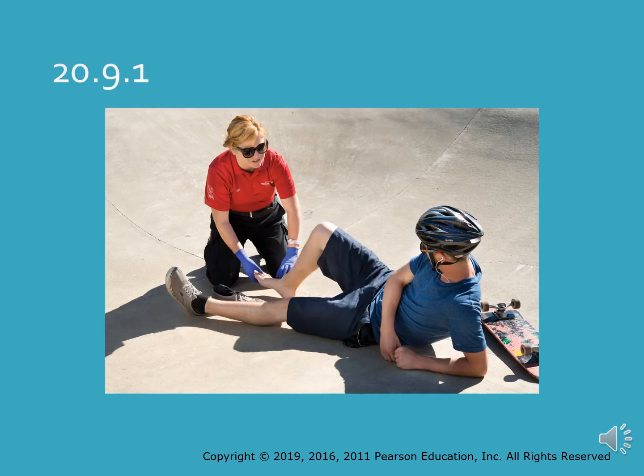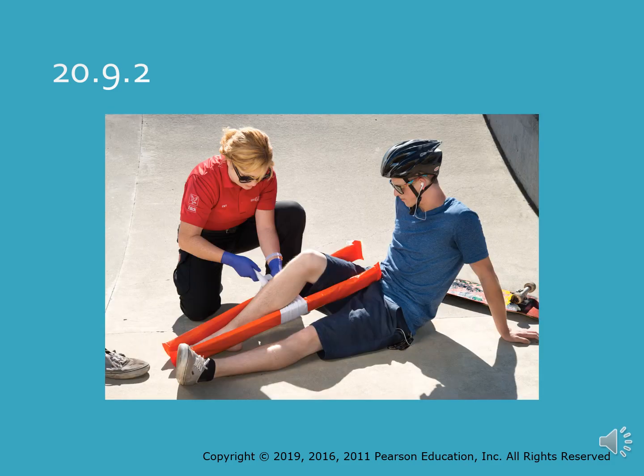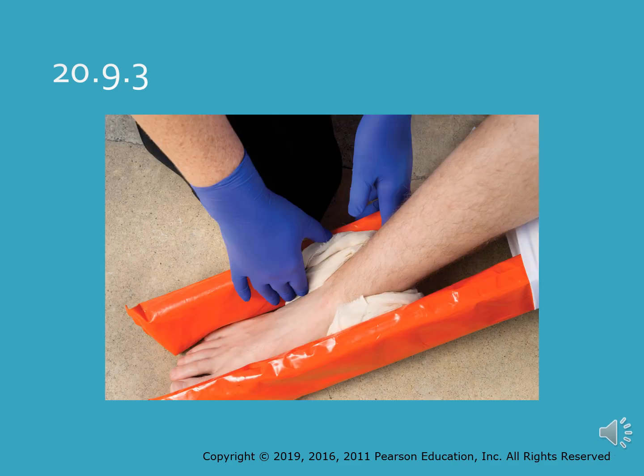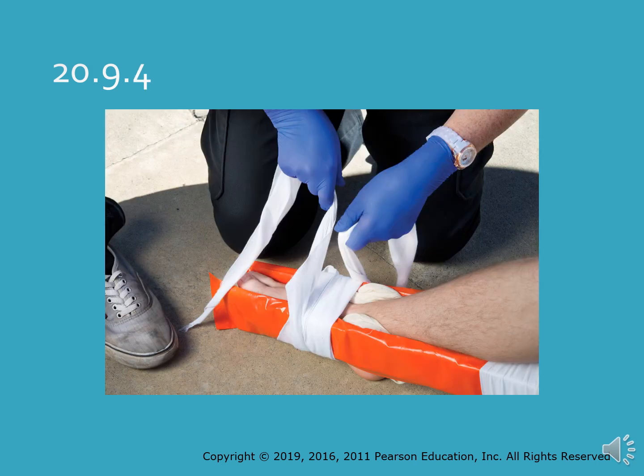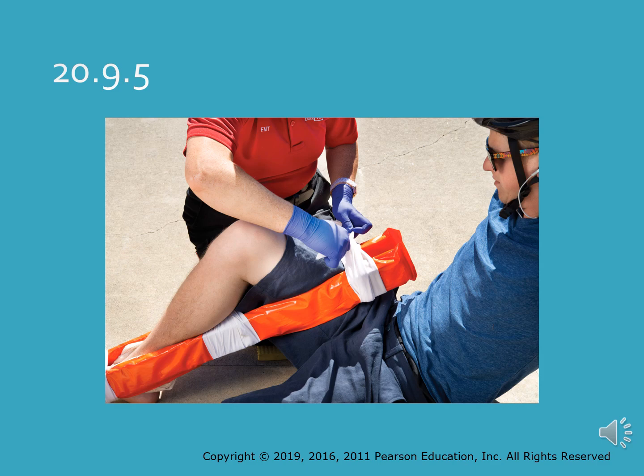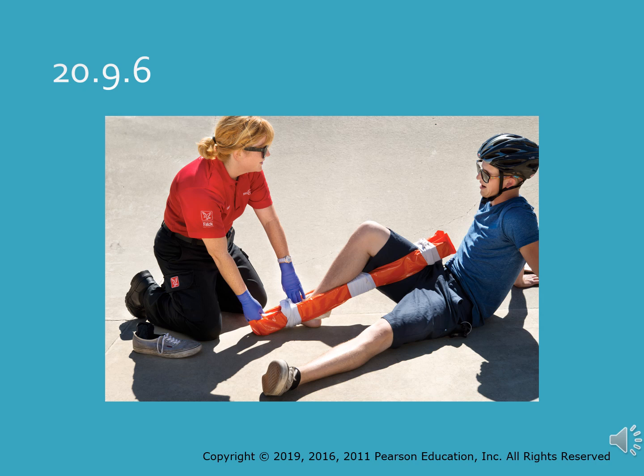So again, you're going to assess the distal circulation, sensation, and motor function, and apply rigid splints on either side of the limb. You're going to pad the splints on both sides of that ankle, and then secure the distal ends of the splints. Then you're going to secure the proximal ends of the splints. And then last but not least, again, reassess the distal circulation, sensation, and motor function.